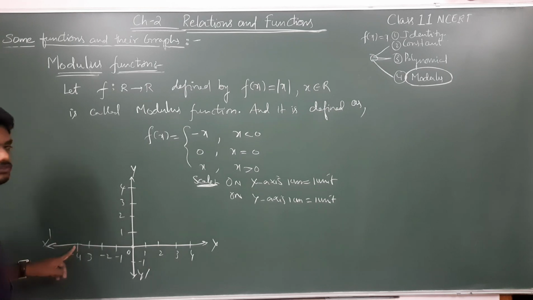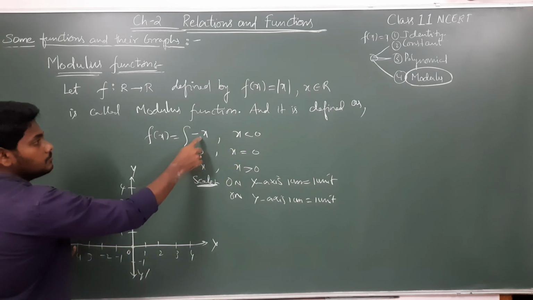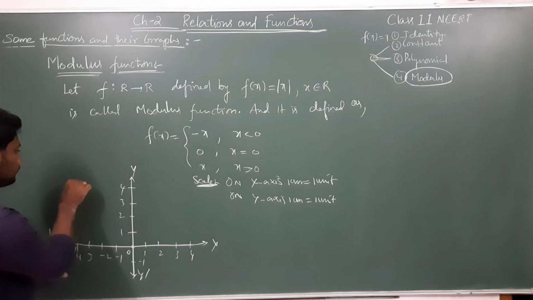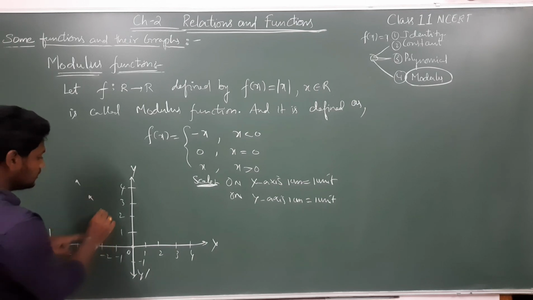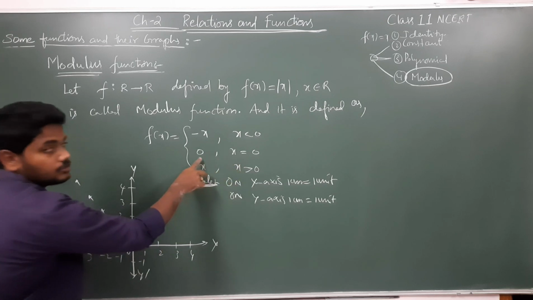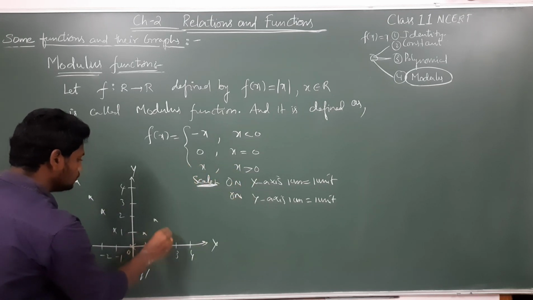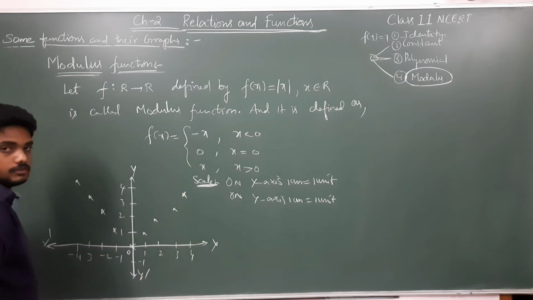Now let us take values. If I take minus 4, less than 0, then it should be minus x. So minus of minus 4 becomes 4. For minus 4, 4. For minus 3, 3. For minus 2, 2. For minus 1, 1. For 0, it is 0. Now greater than 0 values: for 1, it is 1, 2 is 2, 3 is 3, 4 is 4.